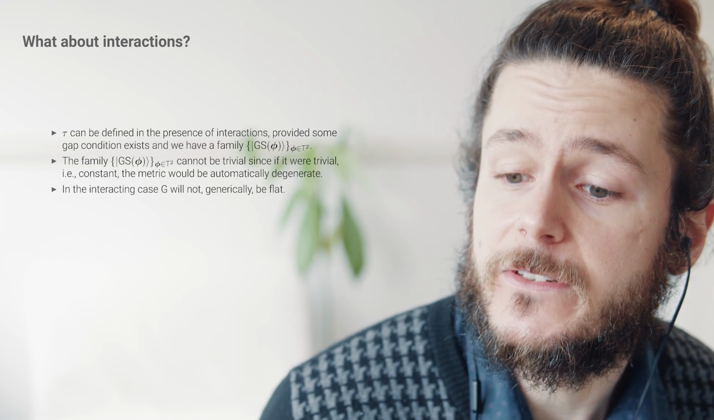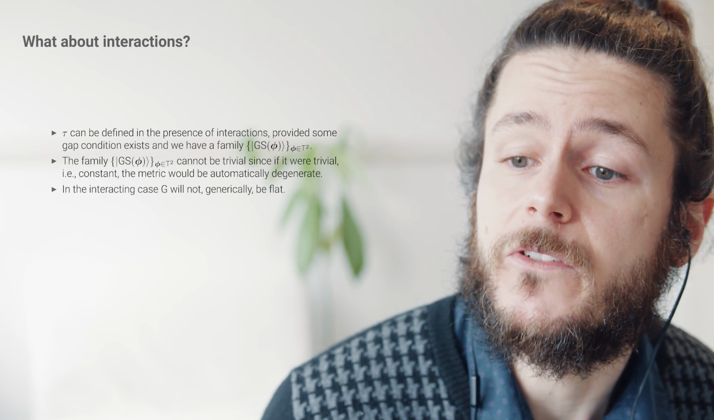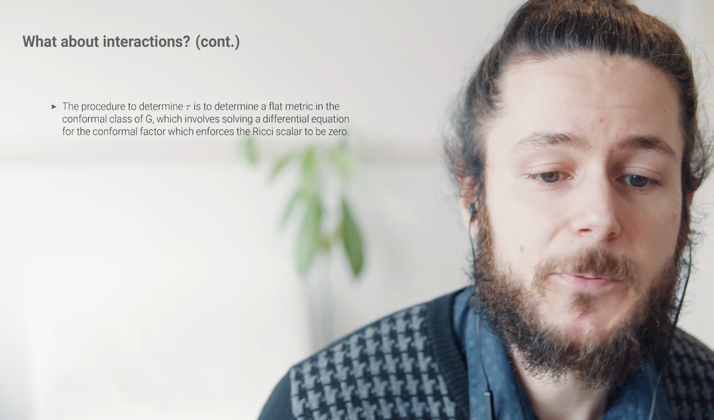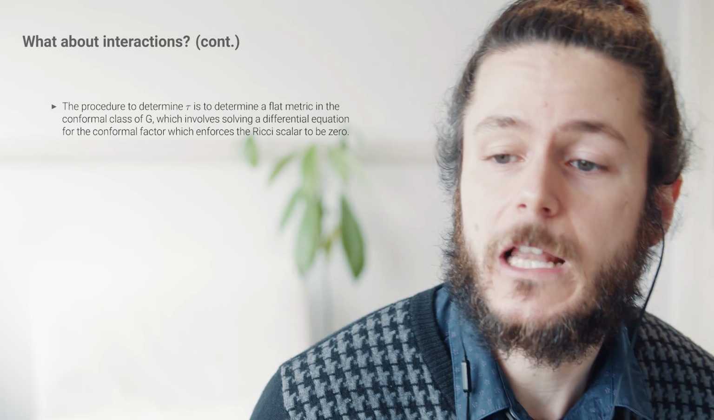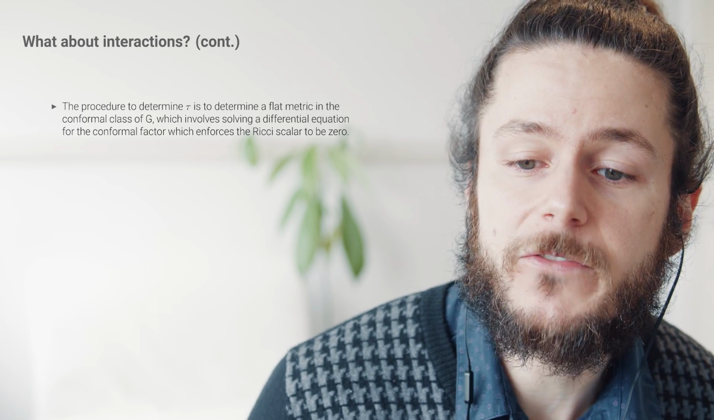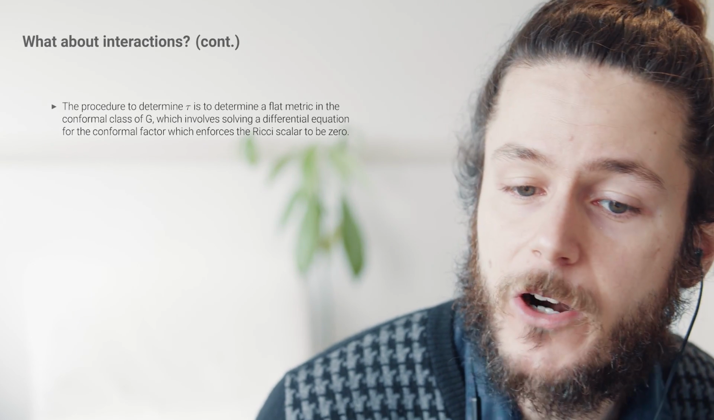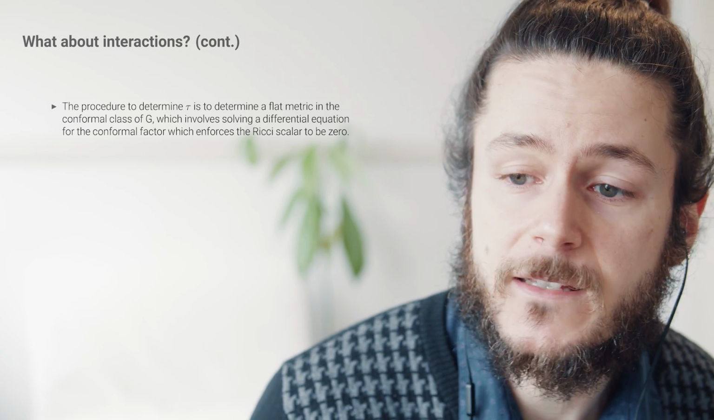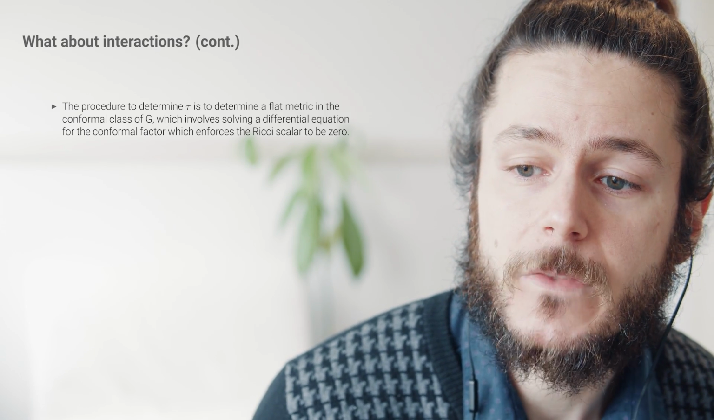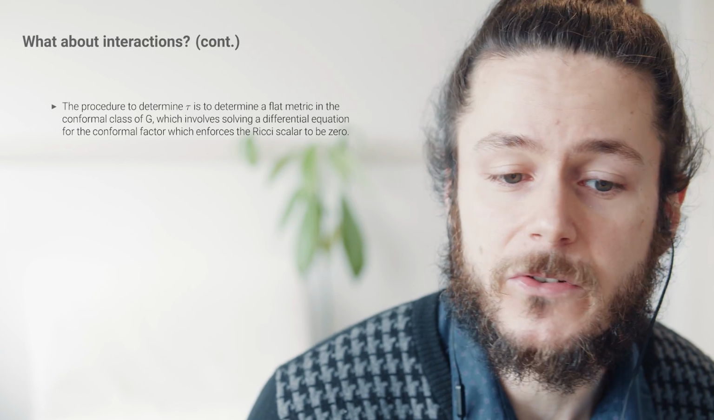because we won't have the Slater determinant formula. The procedure to determine tau is to determine a flat metric in the conformal class of G, which involves solving a partial differential equation for the conformal factor, which enforces the Ricci scalar to be zero. And this is possible because of the genus of the torus.